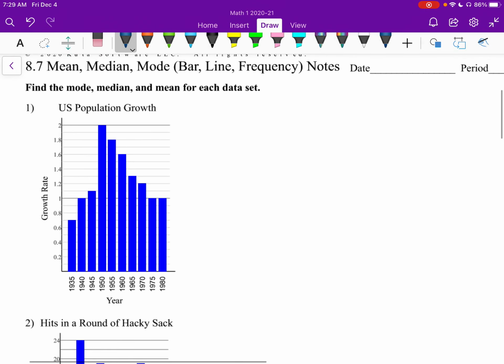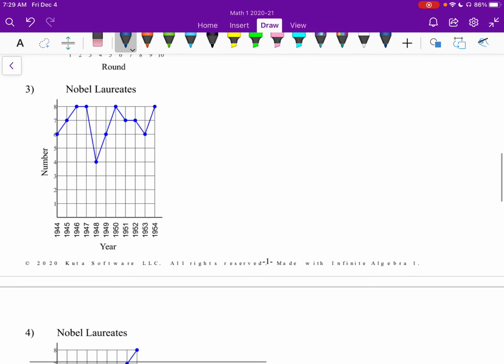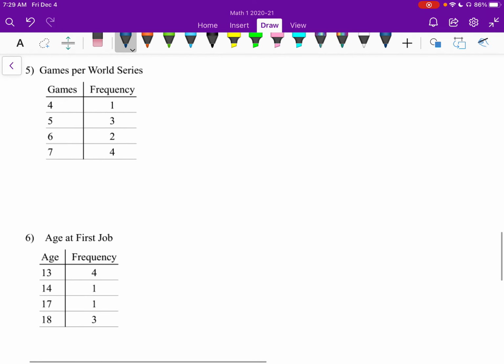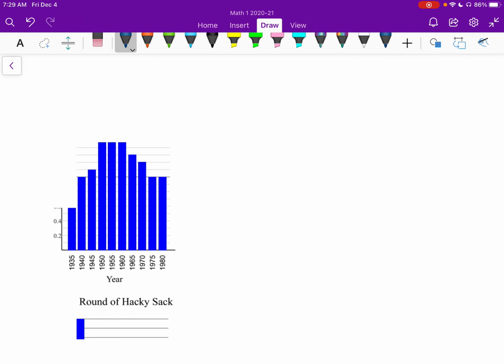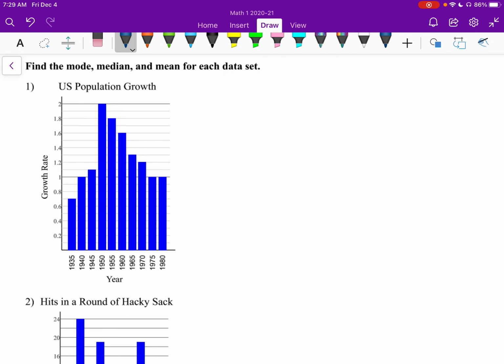All right, 8.7, mean, median, and mode. So now we're dealing with bar graphs, line graphs, and frequency tables. So just like with the last section, I'm going to start off by writing all my data down in a list so that I can deal with it and find the mean, median, and mode.